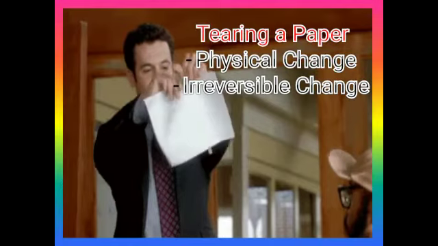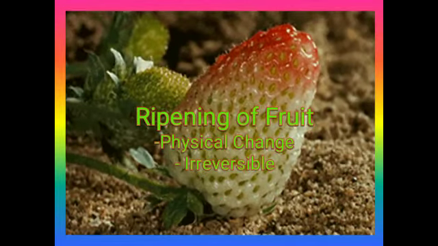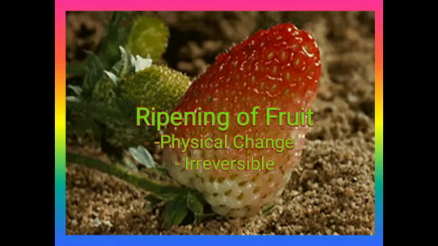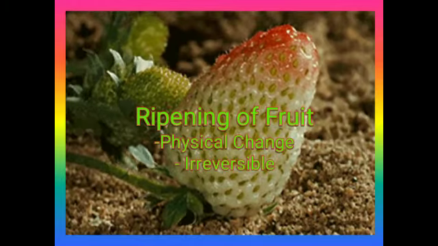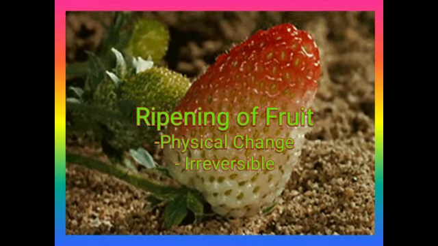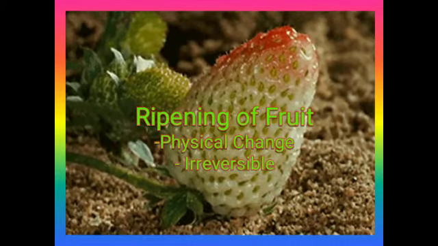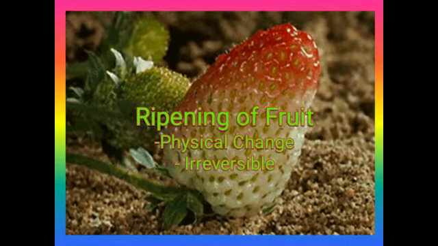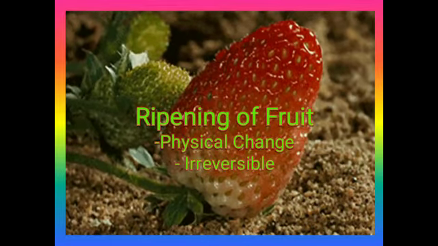Moving on to the next example, that is ripening of fruit. The fruits ripen and turn from green to red or other colors. There's a change in color, right? So is it chemical or physical? You will have a doubt, ma'am, first it was raw and then it is ripe, right? Then how is it? Is there a change in chemical? No, it's the same strawberry. There is no different chemical composition formed.